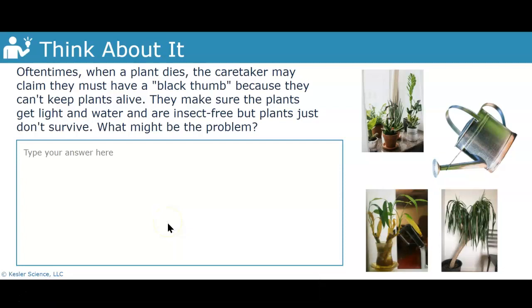Think about it. Oftentimes when a plant dies, the caretaker may claim they have a black thumb because they can't keep plants alive. They make sure the plants get light and water and are insect-free, but plants don't survive. What might be the problem? So take a look at these pictures and see if you can decide what might be the problem and why these plants aren't staying alive.